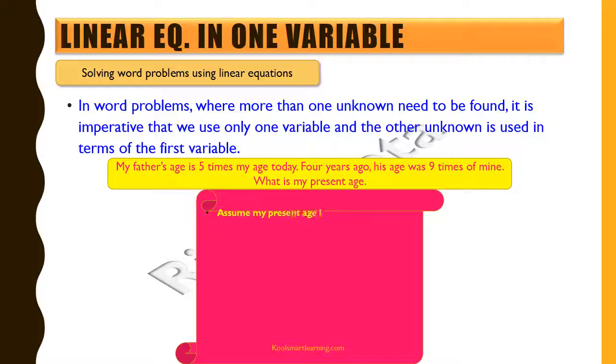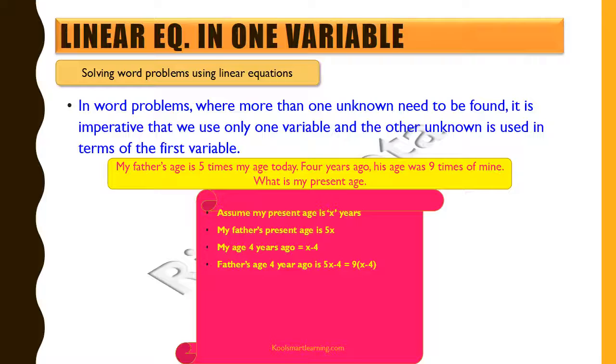So now let's see how we solve it. I assume my present age is x years. My father's present age is 5x, because it says my father's age is 5 times my age today. Then my age 4 years ago was x minus 4, and 4 years ago my father's age was 9 times mine. So that means 5x minus 4, because my father's current age is 5x. So his age 4 years ago was 5x minus 4, and that is 9 times my age at that time, which is x minus 4.